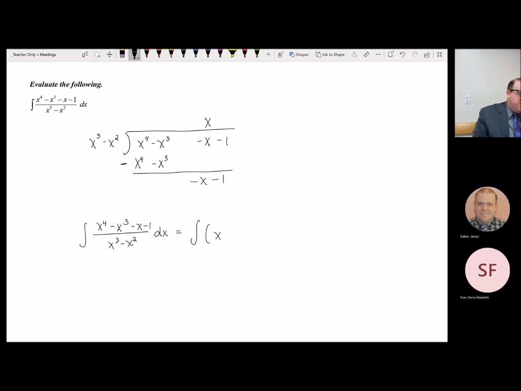Right, that means this rational function is written as x plus the remainder. I'm going to factor out the minus. We're finding the antiderivative of x. That's simple enough. What about x plus 1 over x cubed minus x squared? This is where we're going to have to write it in its partial fraction decomposition.